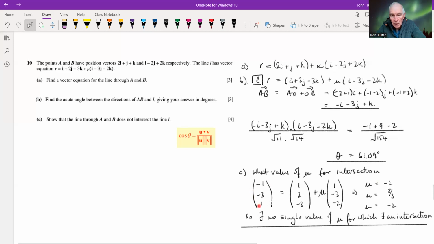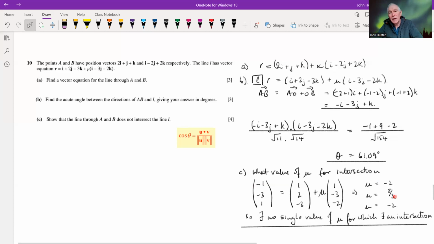So in other words, this is equal to this line. That's where the lines would meet. So we're solving the equation for where the lines meet. Okay, so if we work this through, we find it's great for the i component. A value of mu equals -2 will give us that, and also for the k component, but unfortunately it doesn't work for the j component, where that would be 5 divided by 3.